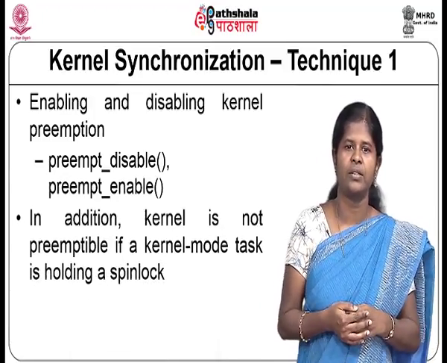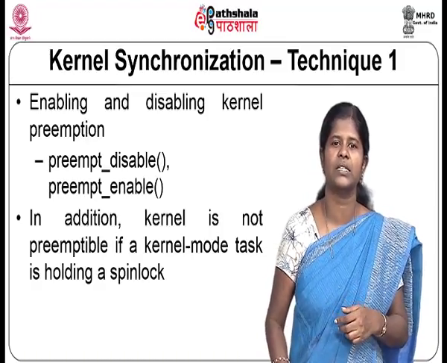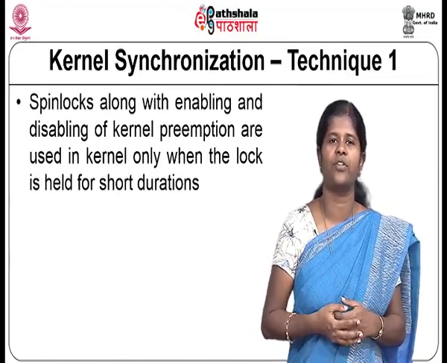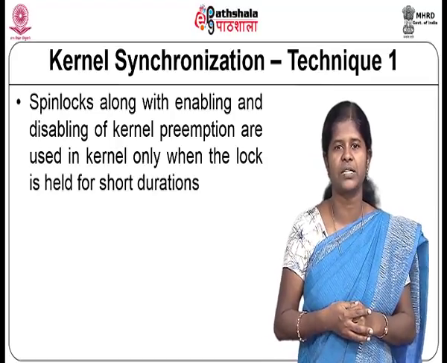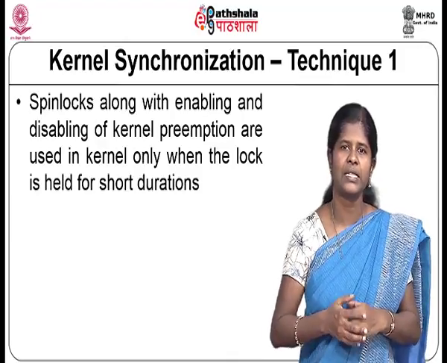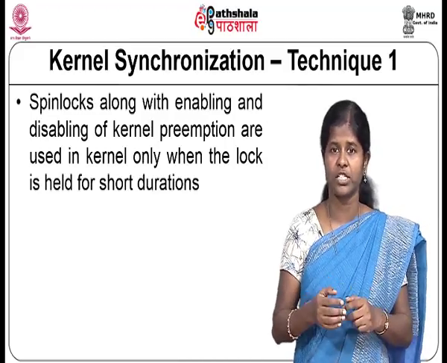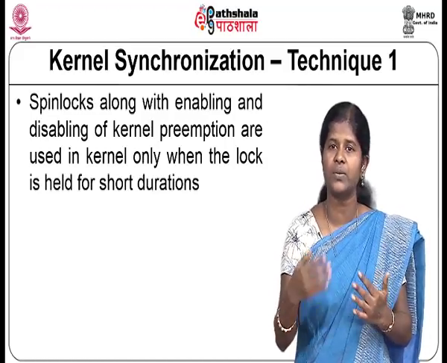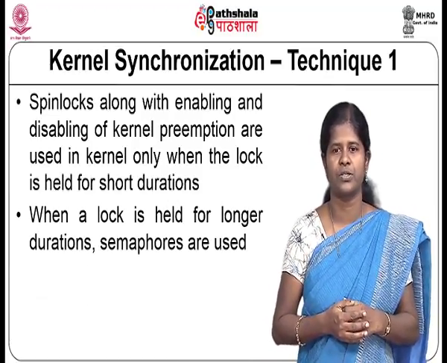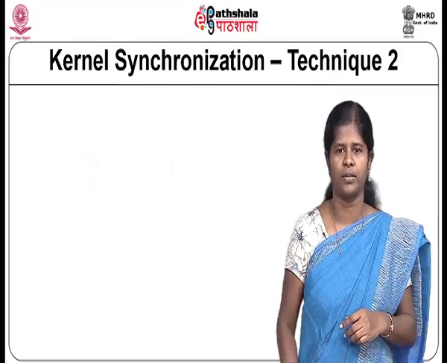In addition, the kernel is not preemptible if a kernel mode task is holding a spin lock. So, how do you take care of the safety of critical sections? You need to use spin locks along with enabling and disabling of kernel preemption, and this is generally done only when the lock is held for very short durations. If the lock has to be held for very long durations, then continuously using a spin lock will waste resources, and in that case you can use semaphores.